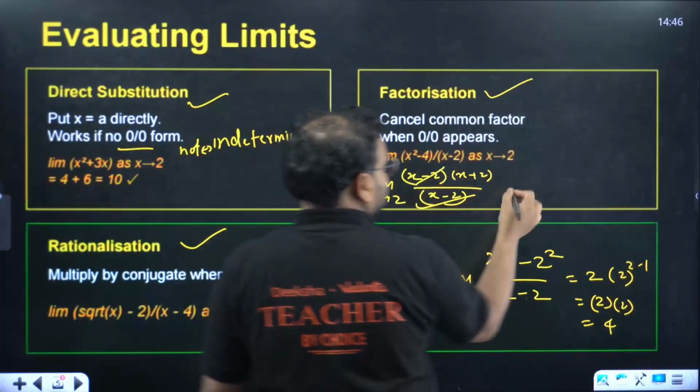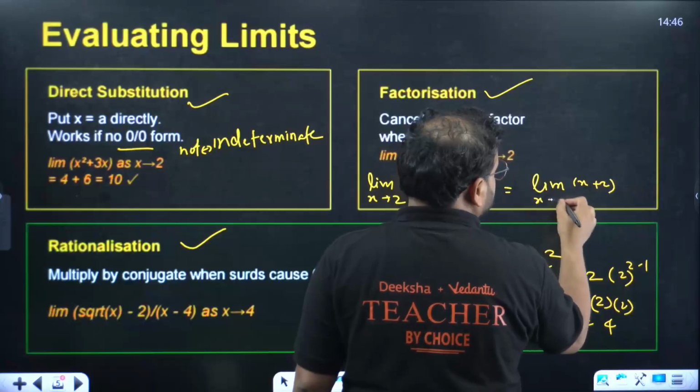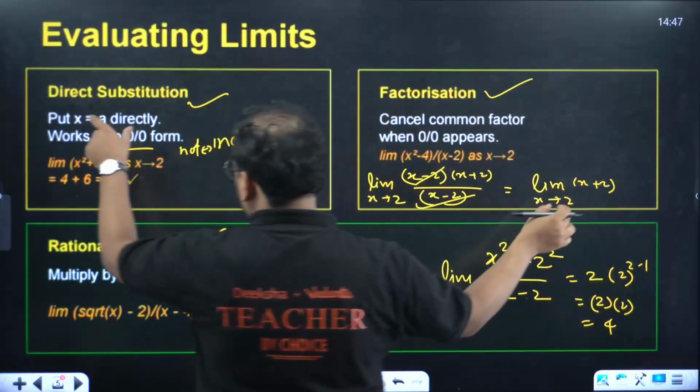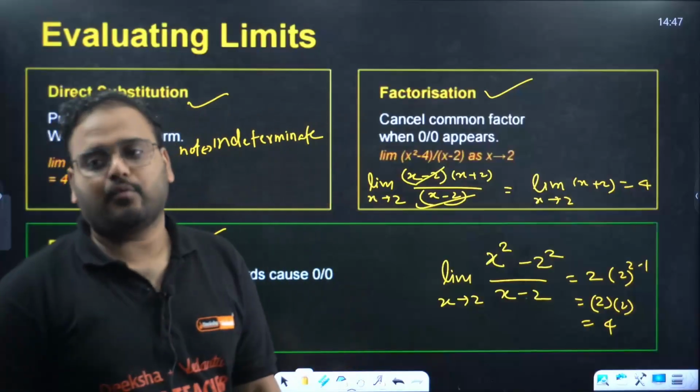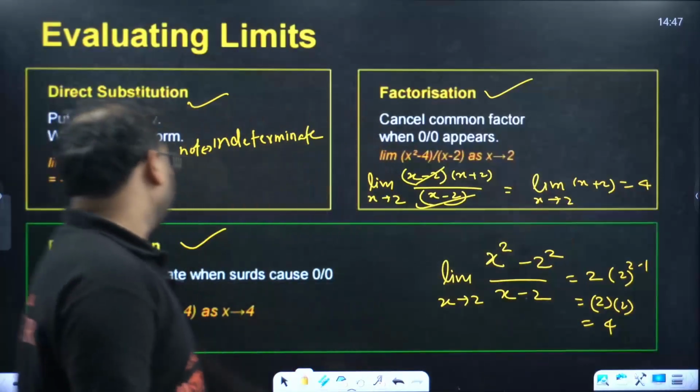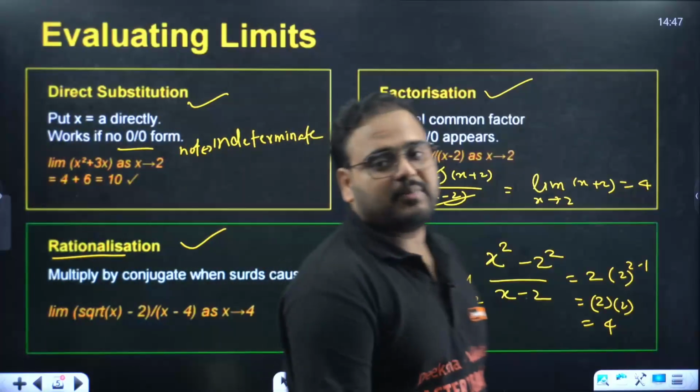This cancels. You have limit x plus 2 when x tends to 2, which will become the case of direct substitution. Answer becomes 4. You can see the same result over here. Next is rationalization, the third method.